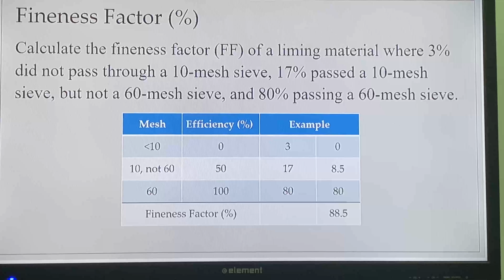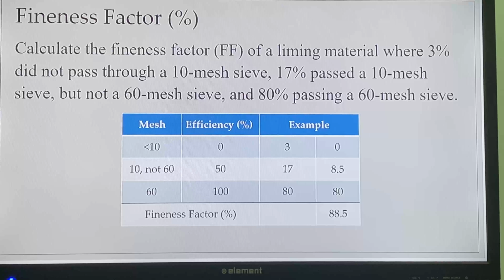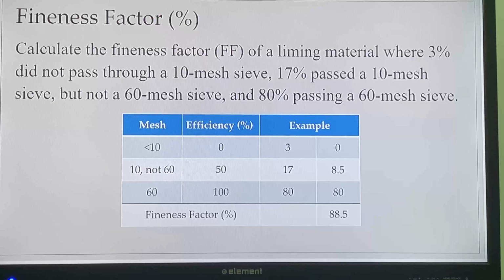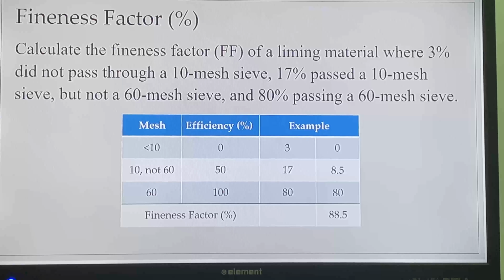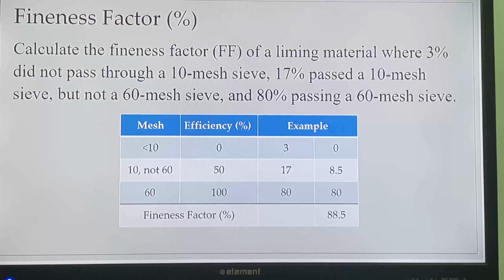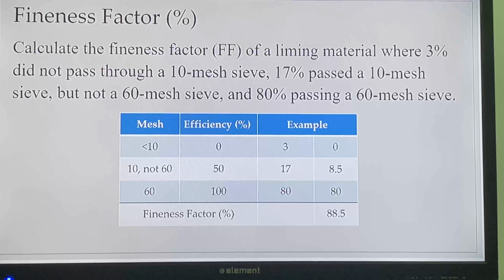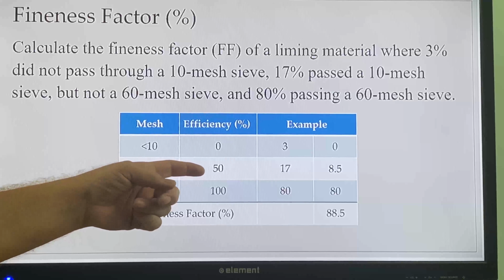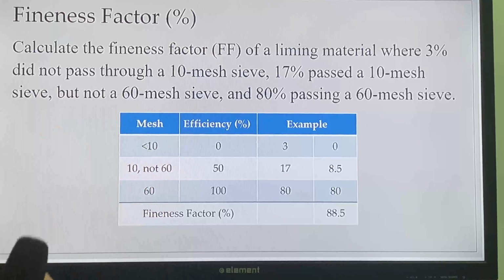For this particular material, we have a liming material where 3% did not pass through a 10-mesh sieve. This is worth nothing to us. This does not have any value or reactivity. Next, about 17% passed through a 10-mesh, but not a 60-mesh sieve, and this is 50% effective, like 50% of that material is likely to react.